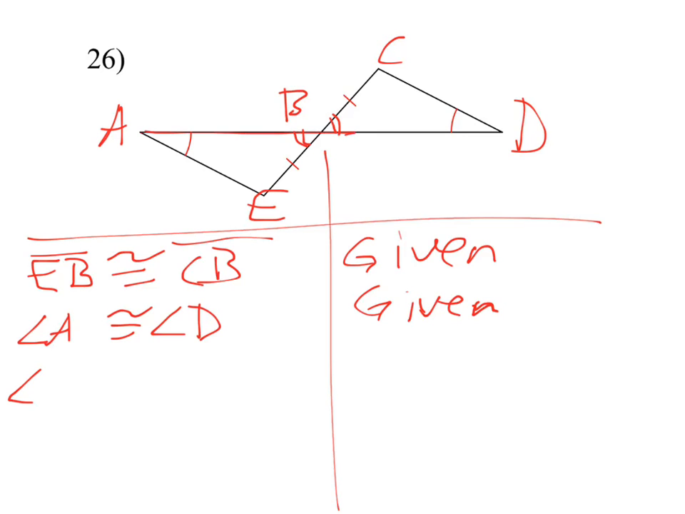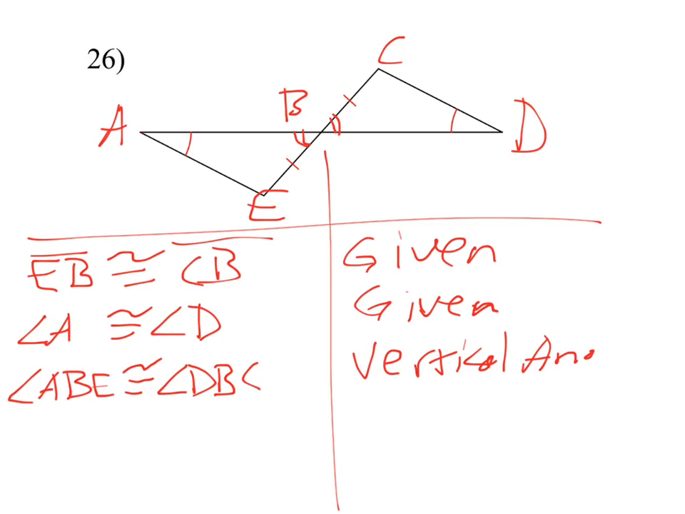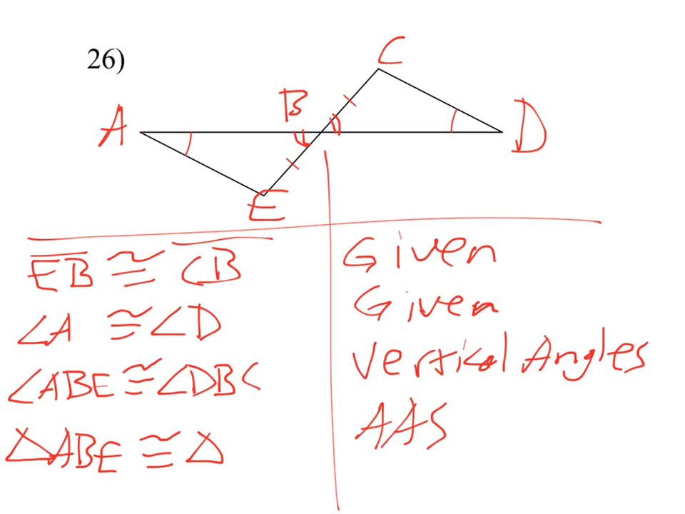And this time, when I write my angles, I have to write all three letters. I can do ABE congruent to angle DBC, and that's because they're vertical angles. And now, on my triangle here, I have two angles and then a side that's not between them. And on the other one, two angles and a side that's not between them. I have angle, angle, side. And these two triangles are going to be congruent. ABE is congruent to triangle DBC.